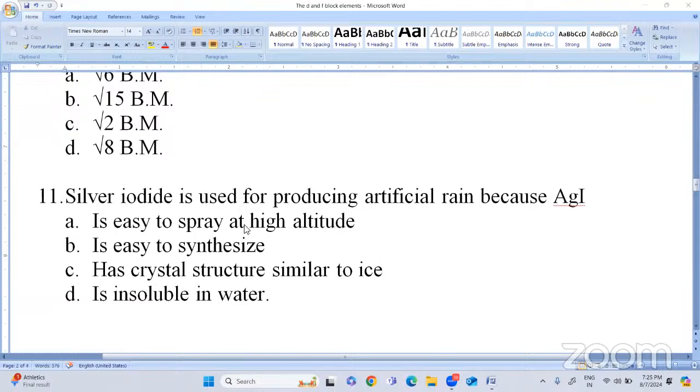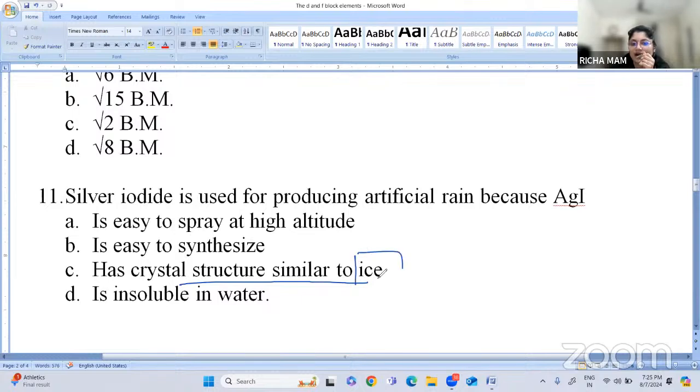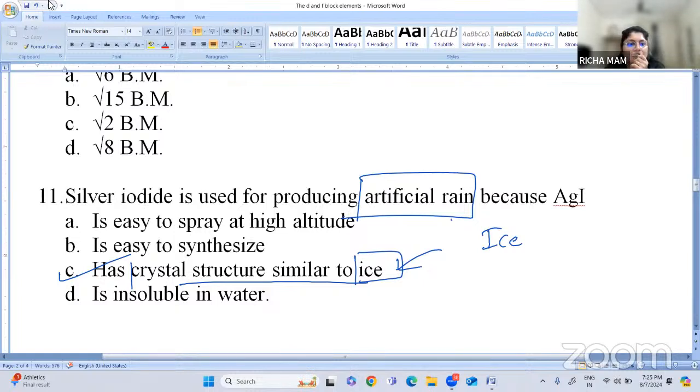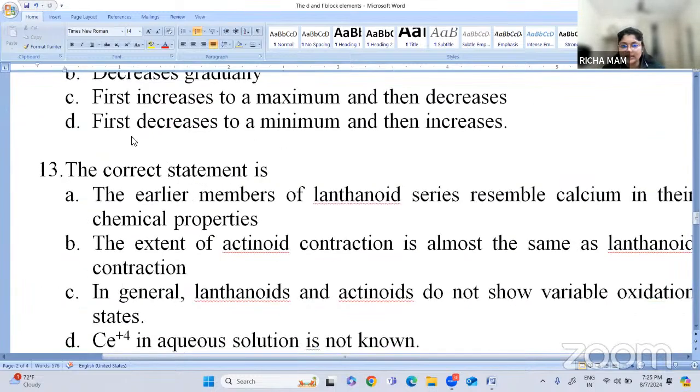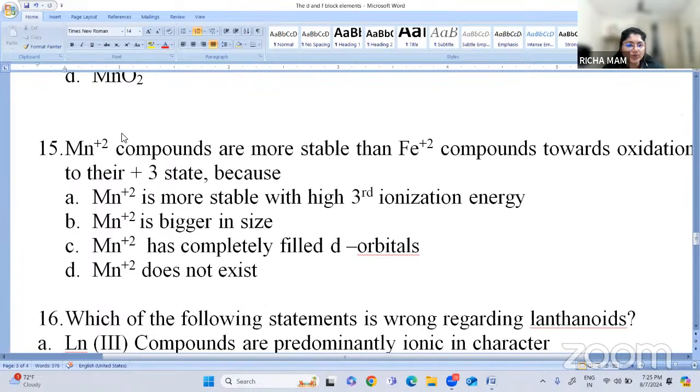Silver iodide, that is AgI, is used for producing artificial rain because it has a structure similar to ice. How does ice look? Similar crystal structure it has. So your silver iodide is used in producing the artificial rain. Remember this. The remaining questions we will be discussing in the next class. Some more questions are there.